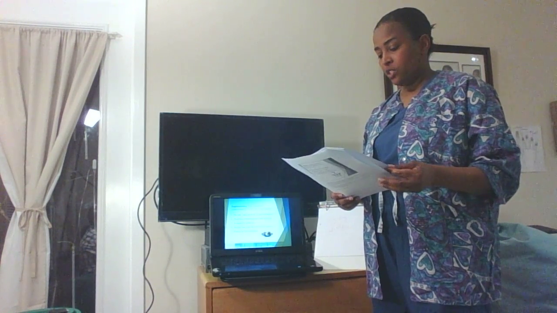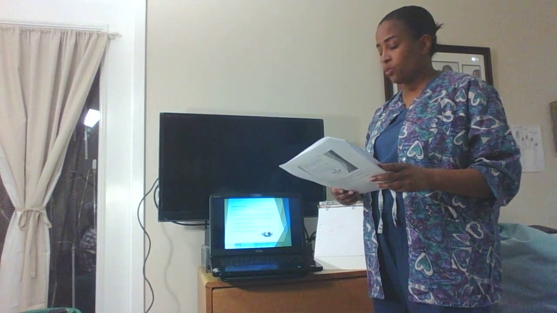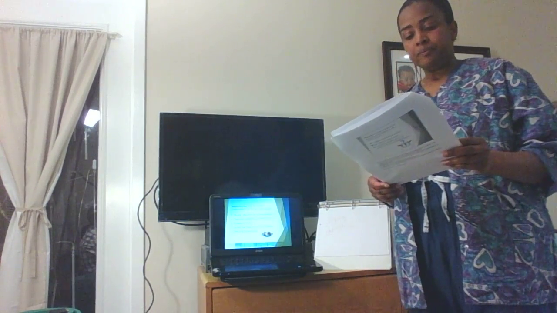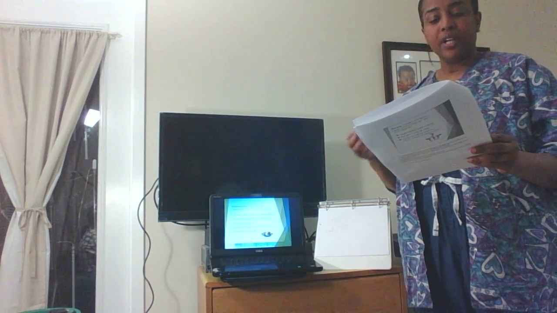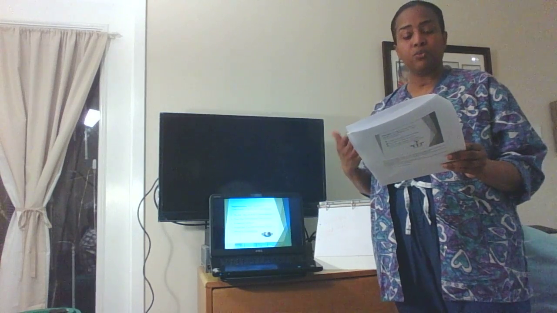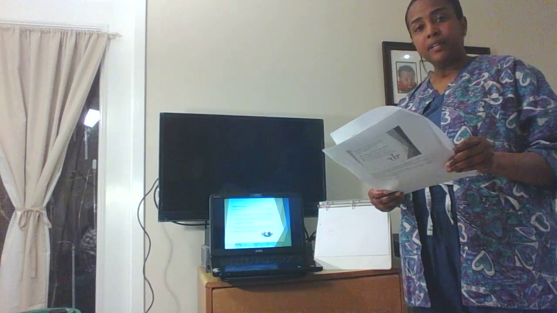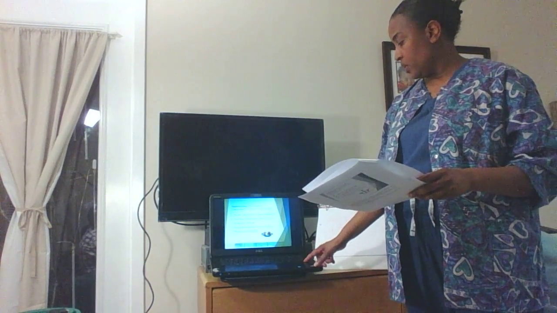Then we need to look at the social and emotional school environment that we are creating for our students. Does it promote health? Does it promote growth and development? And looking at the physical environment of the school as well.